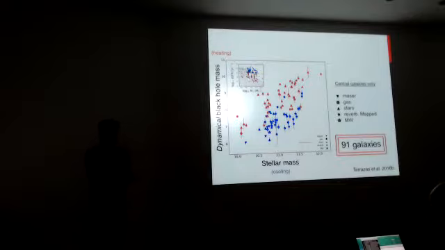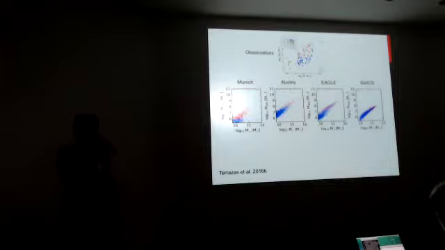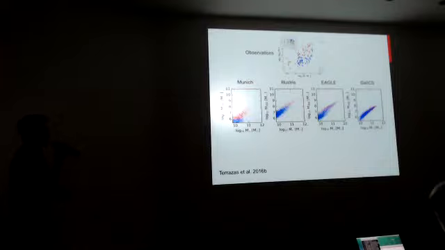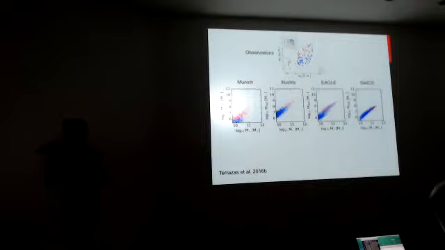And so we can compare this to a bunch of different physically motivated models. And as you can see, at first glance, all of them are very different. They have different normalizations, scatter, slopes, etc.